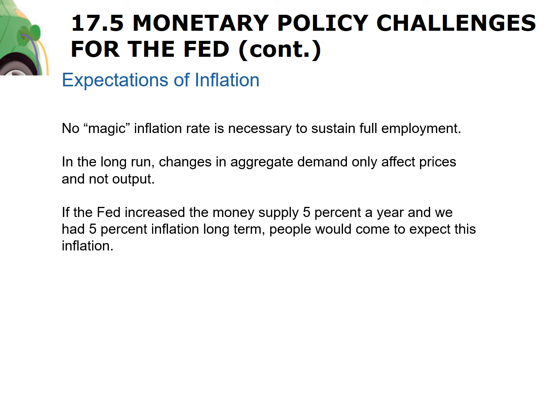And if the Federal Reserve Bank increased the money supply 5% a year, and we had 5% inflation long term, people would come to expect this inflation to perpetuate, because people observe certain behavior and then eventually they start building their expectation based on that, assuming that the agencies will maintain their consistency. So if in the past 3 years people observed the Fed used to increase money supply by 5% a year, the next year I would also expect, okay, this time also the Fed is going to increase money supply by 5% more.